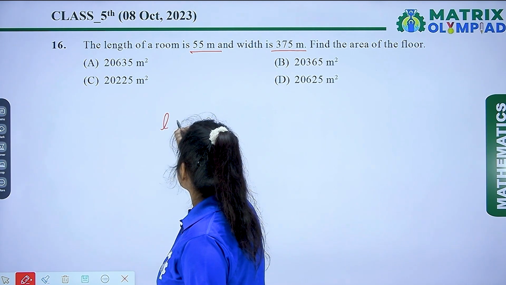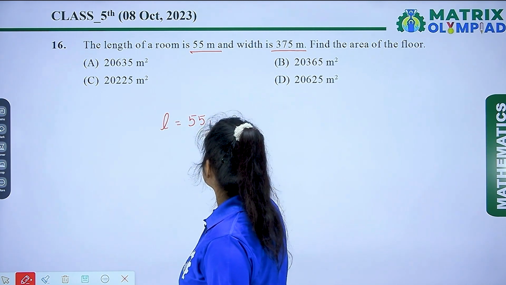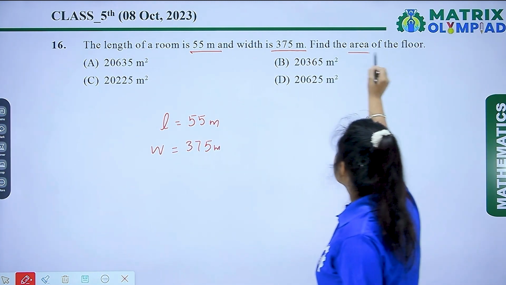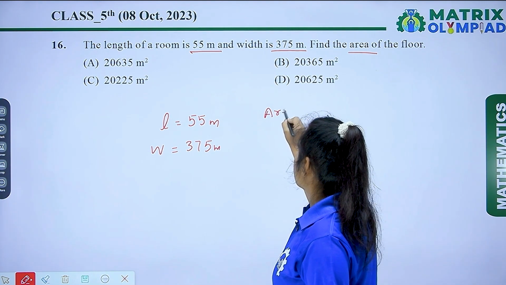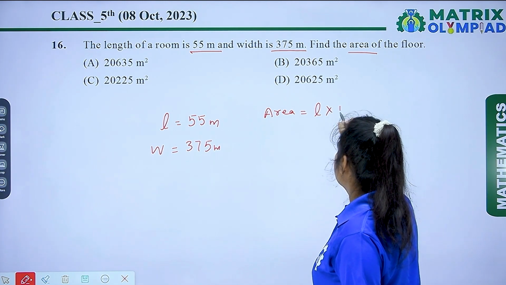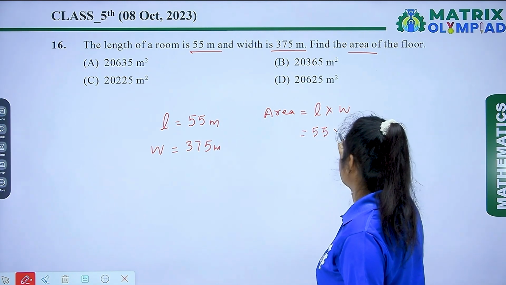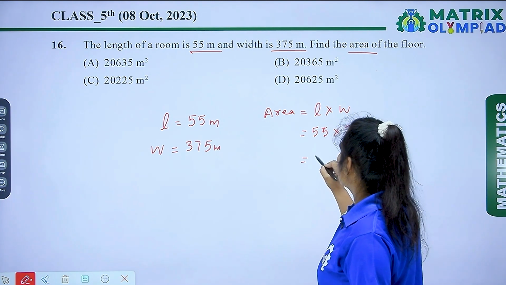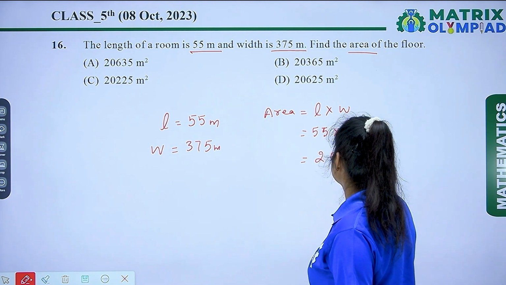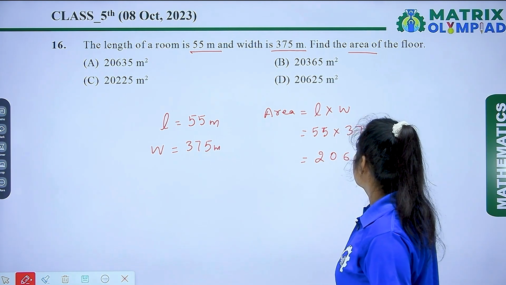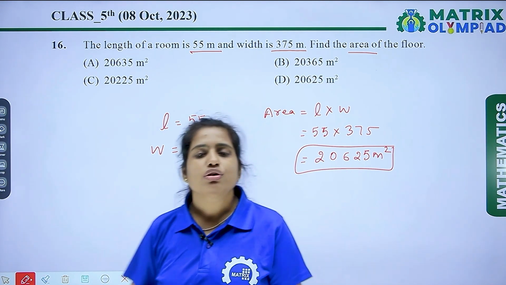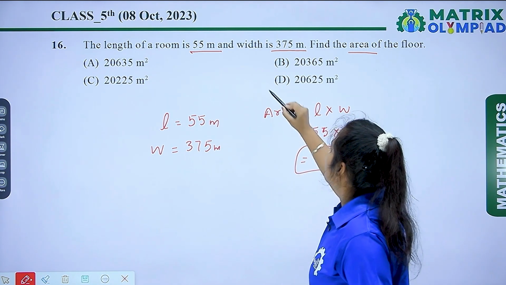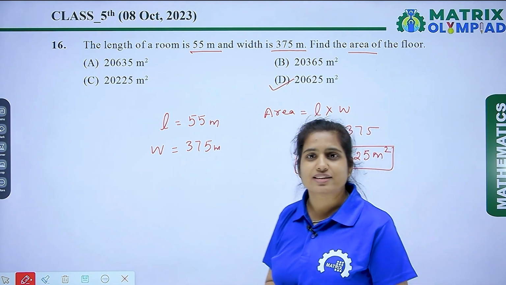Here length is equal to 55 meter and the width is equal to 375 meter. So we have to find out the area. To find out the area, we have to apply the formula, and the formula is length multiplied by width. That is 55 multiplied by 375. So here, after doing the multiplication, we get 2065 meter square, because we have to find out the area. So the unit of area is meter square. So here, out of all the options, we have option D, that is the correct answer.